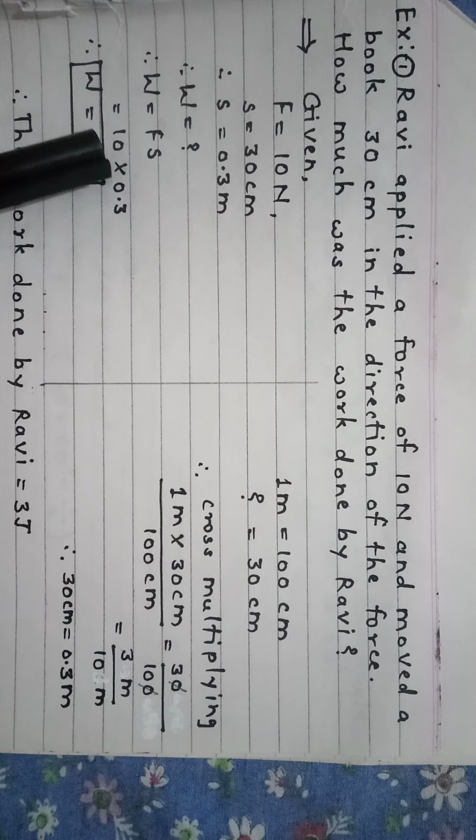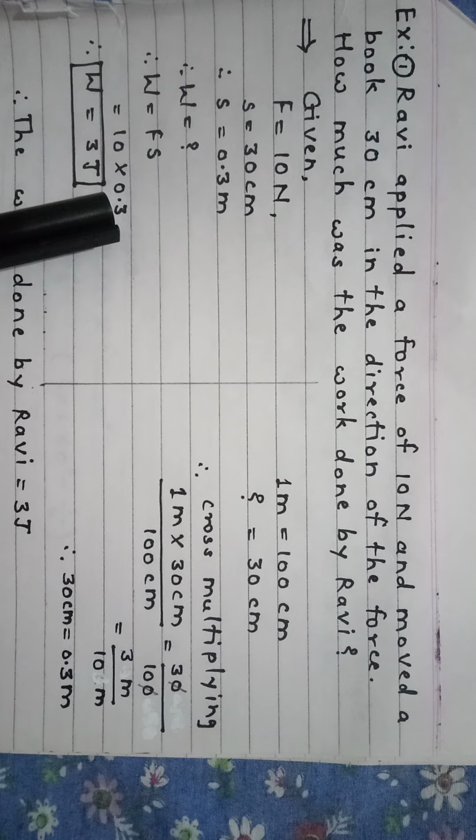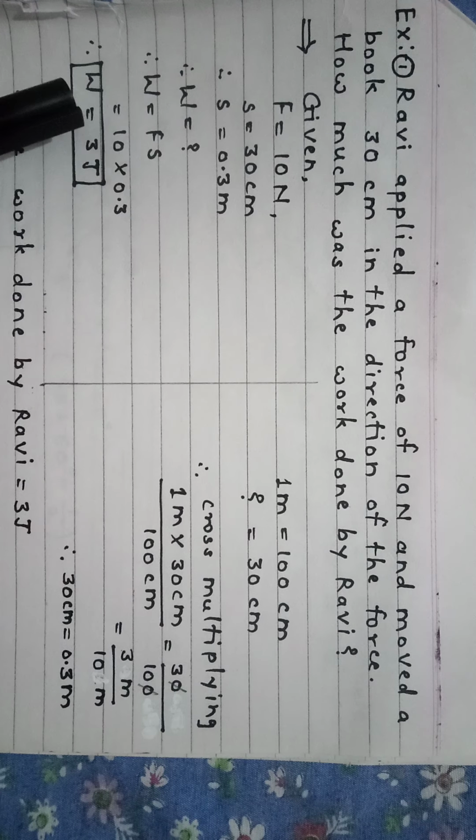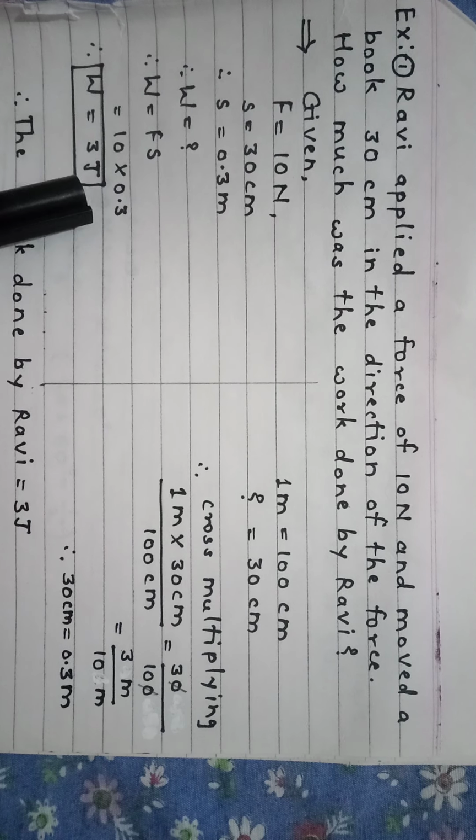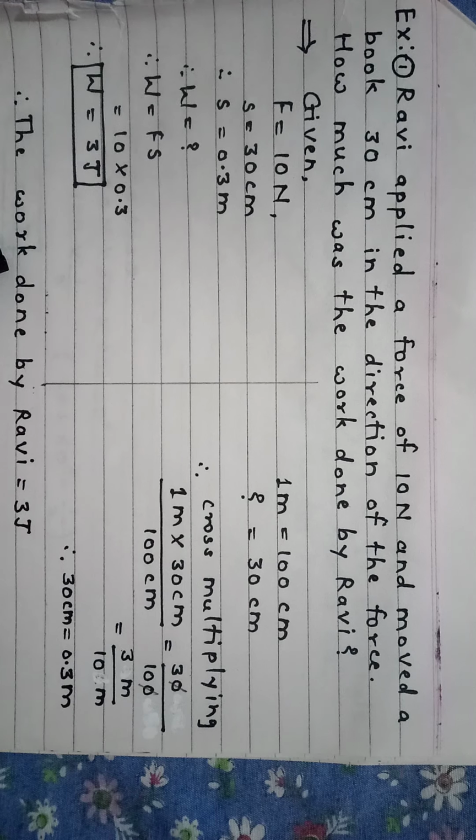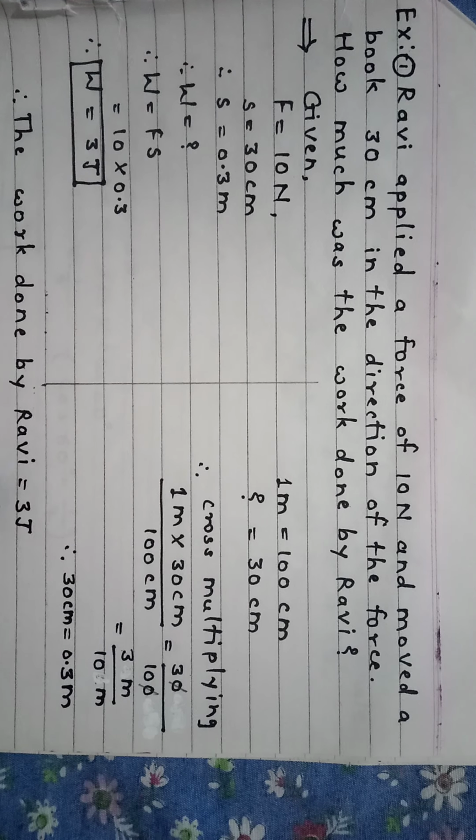So force is equal to 10, S is equal to 0.3. Therefore W is equal to 3 joule. Therefore the work done by Ravi is equal to 3 joule.